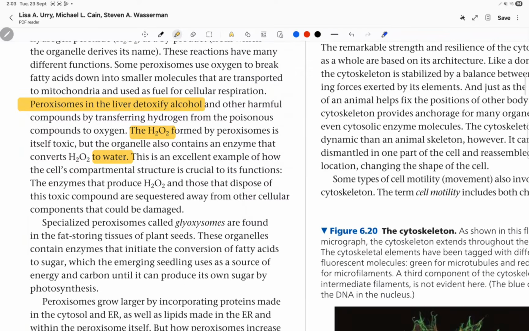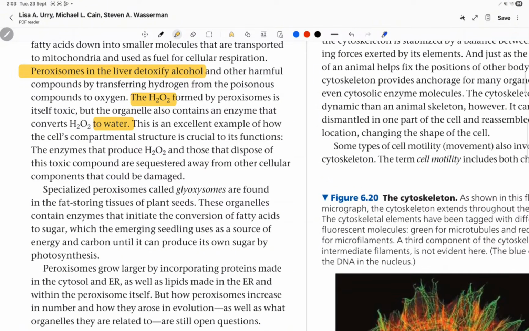Do we need to know the process on how it becomes? No. Just know that it was H2O2 and becomes water. How? No need.